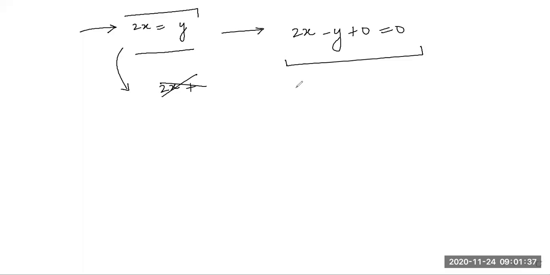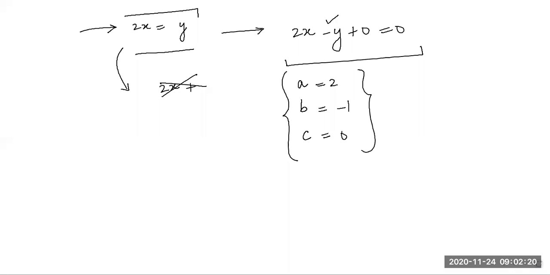So students, here you should also say A, that is the coefficient of x. A is equal to 2. B is the coefficient of y, what is the value for B? The coefficient of y is minus 1. And what is the constant term C? Sir, 0. The constant term is 0. Beautiful. This is the standard form.